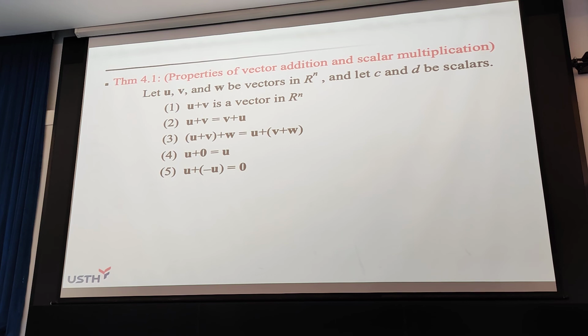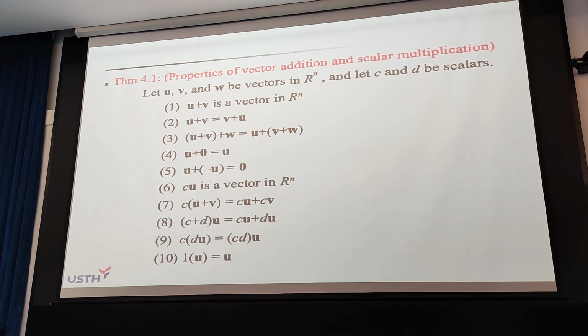The first property says u plus v must be a vector in Rn. The second property says that the addition of vectors has commutativity. The third property says that the addition has associativity. Properties number 4 and 5 say that 0 is the identity of addition, and negative u is the inverse of addition. The next 5 properties are here, concerning the scalar multiplication, and I will not call the names of them here.